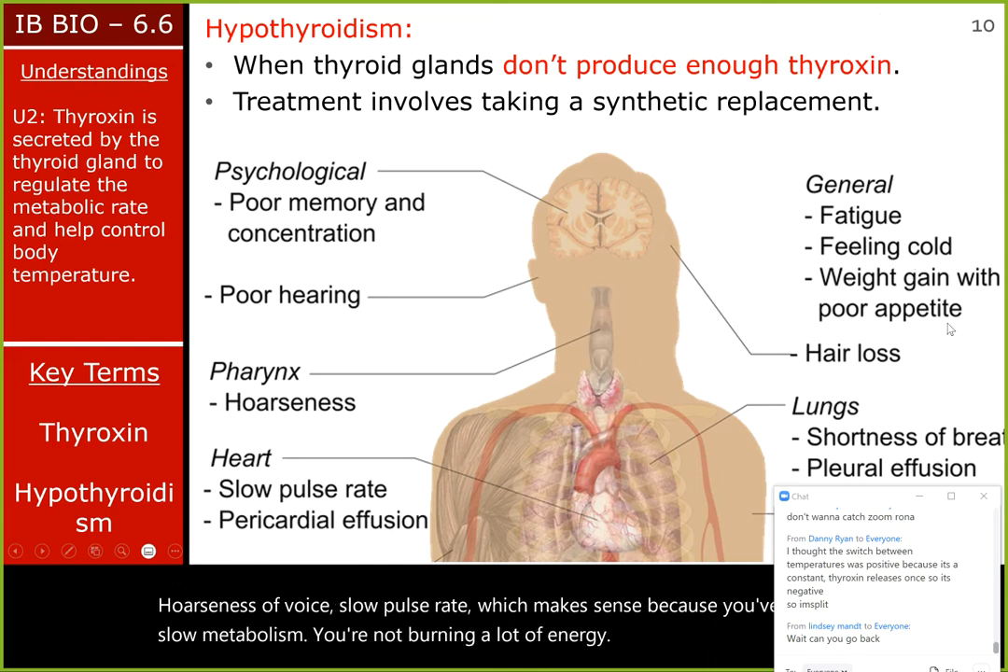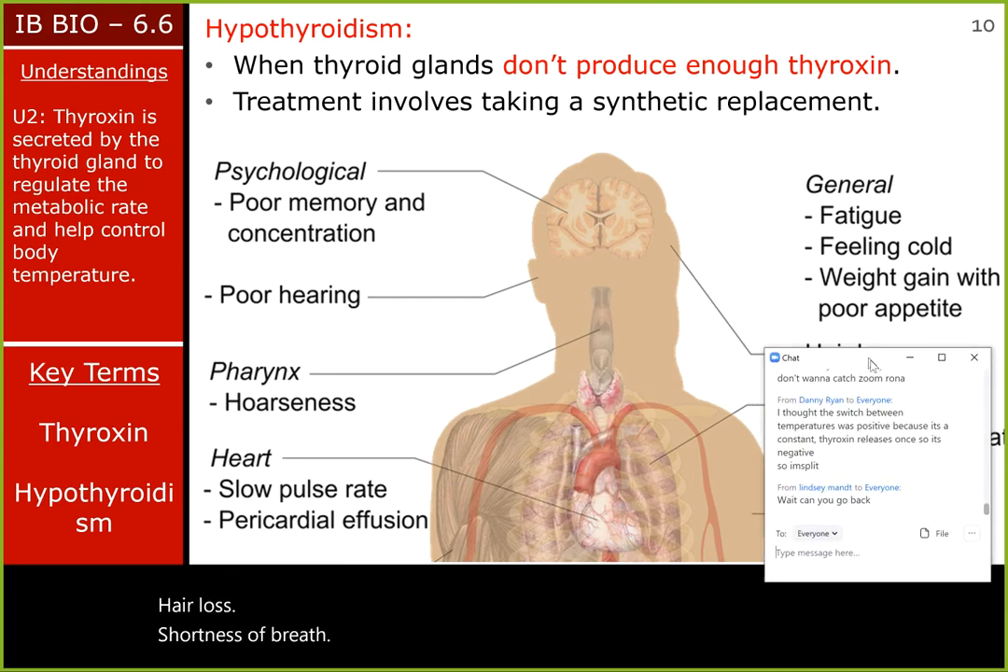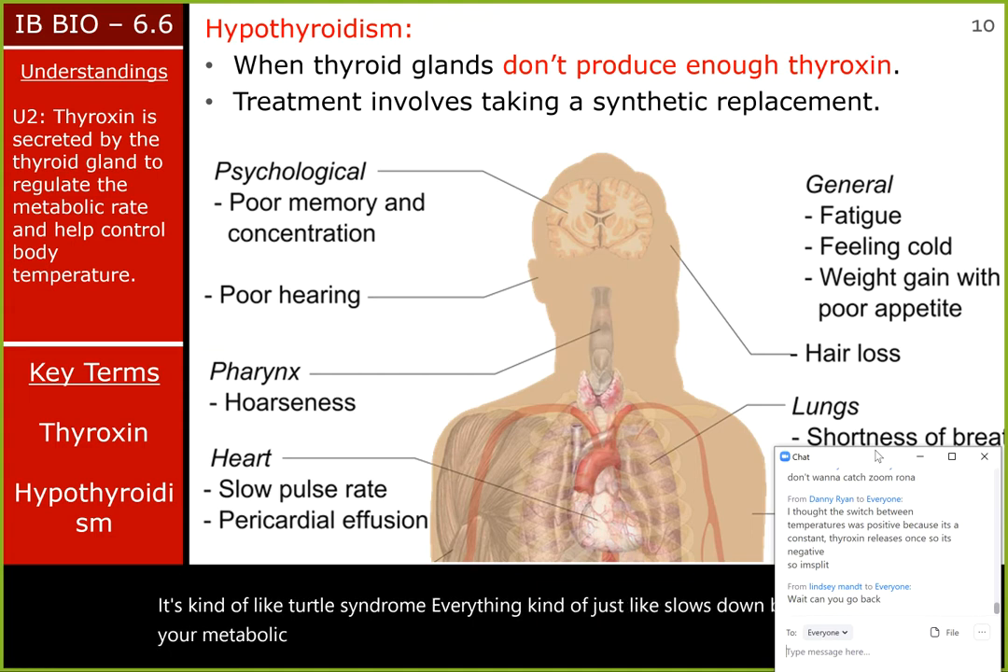General fatigue, feeling cold all the time, right? Your circulation tends to be slower. Hair loss, shortness of breath. So it can be pretty devastating. It's kind of like turtle syndrome. Everything just slows down because your metabolic rate slows down. If your metabolic rate slows down, you're not providing energy for all these different things.